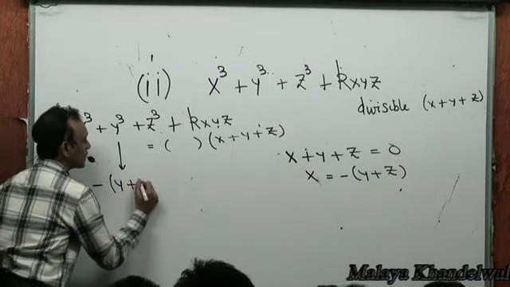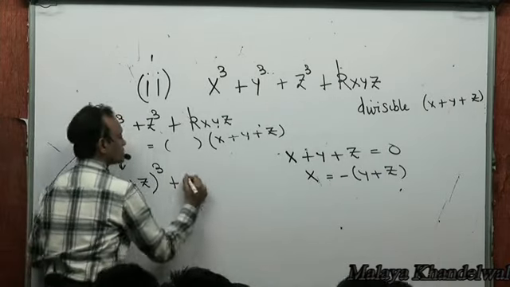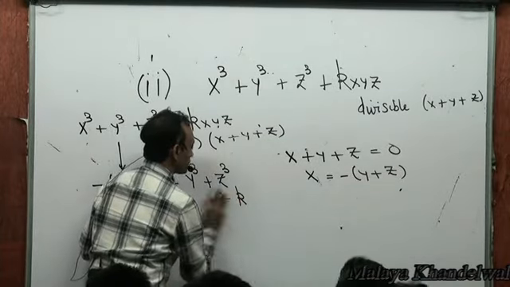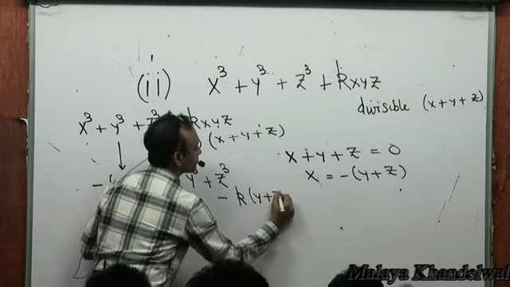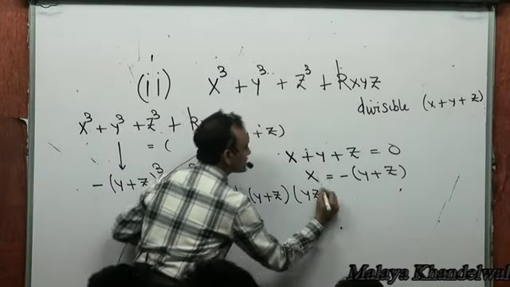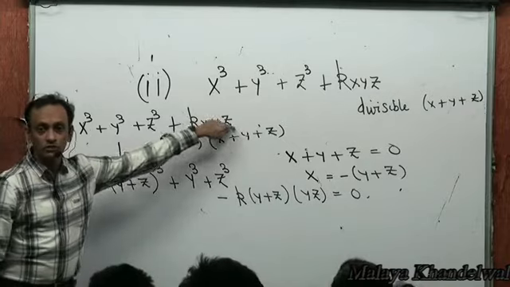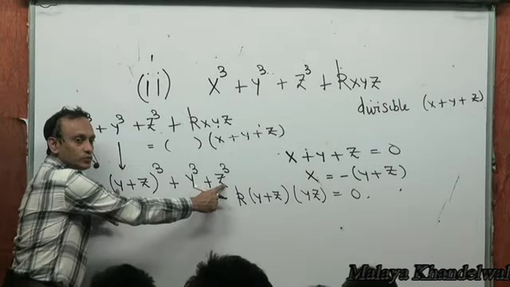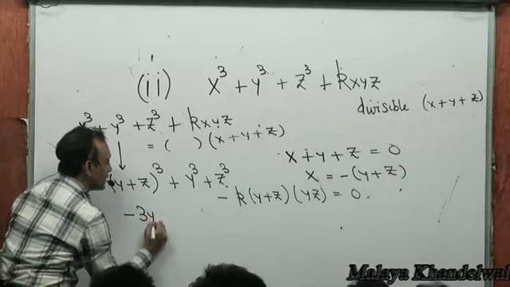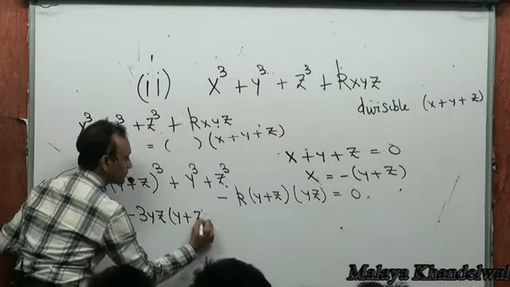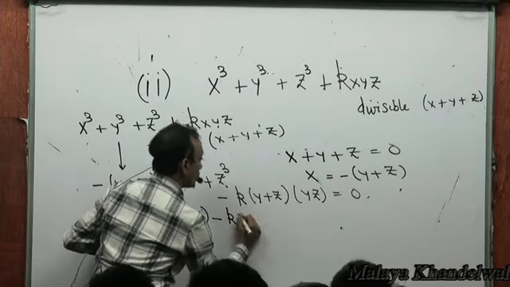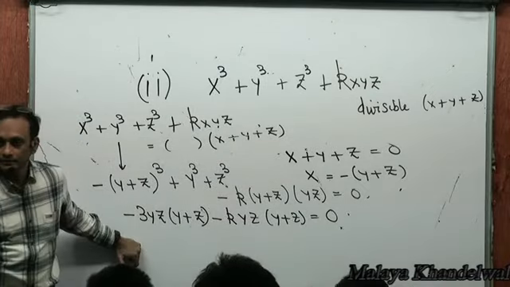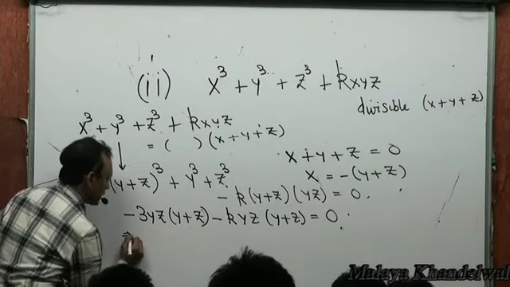Minus cube means minus 1 whole cube plus y cube plus z cube plus k into minus y plus z into yz. This must be 0, replacing x by minus y plus z in this expression. Now minus y cube minus z cube would get cancelled with y cube plus z cube. What you are left with is minus 3yz into y plus z minus k into yz into y plus z, which must be 0. This is what is required, right?